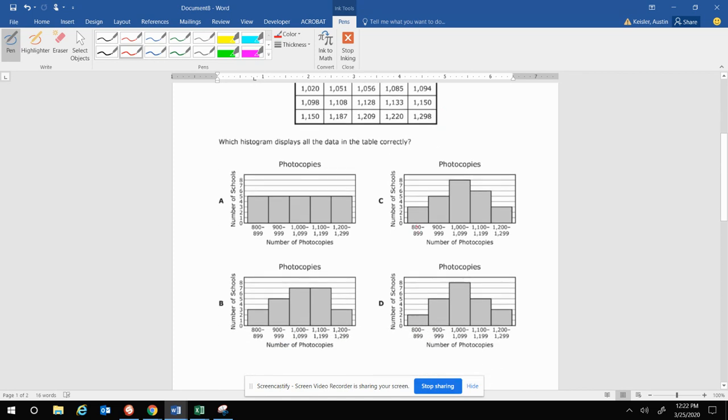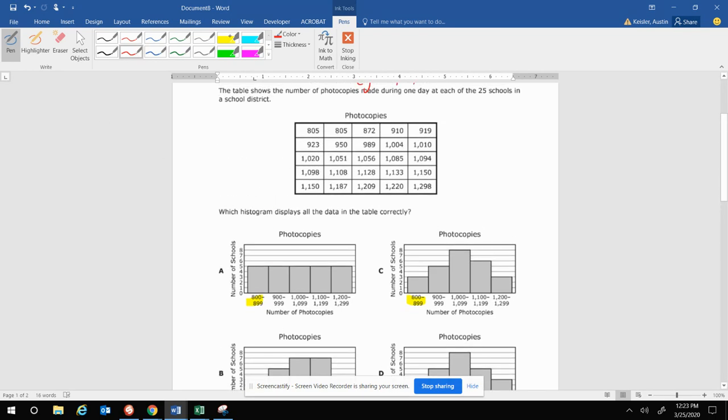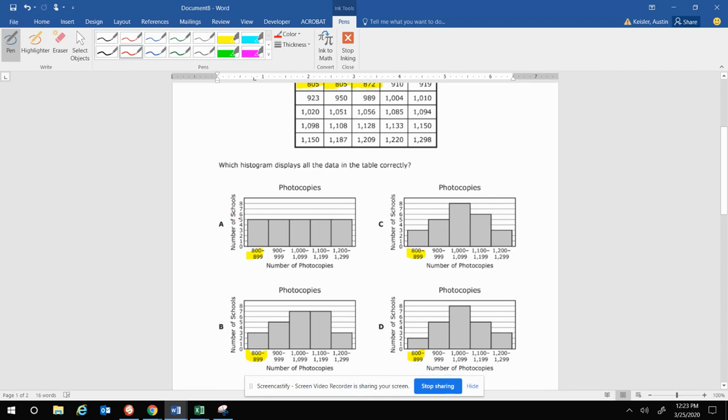and all of our groups for the first section are any number between 800 and 899. So we're trying to figure out how many times that occurs. So if I look at my numbers up here, I can see I've got 1, 2, 3 numbers that occur between 800 and 899. So I need my bar in that first section to go up to 3, which tells me A cannot be right and D cannot be right. I'm looking for a height of 3.